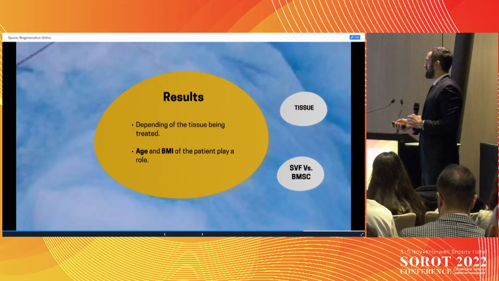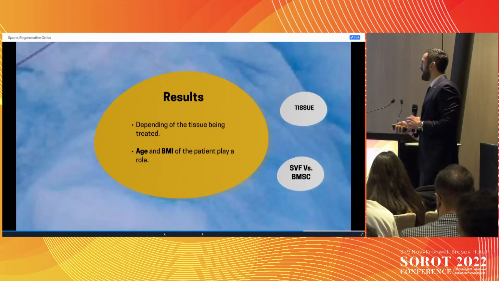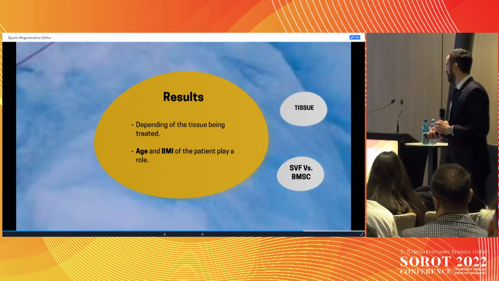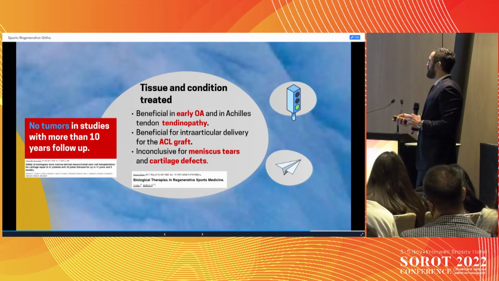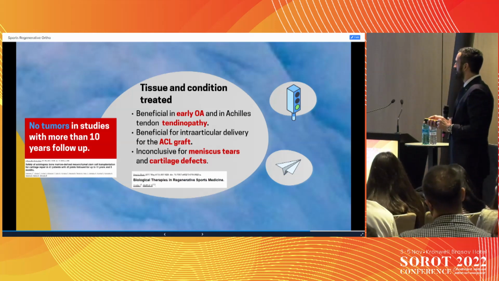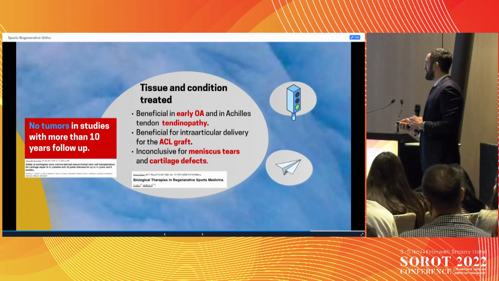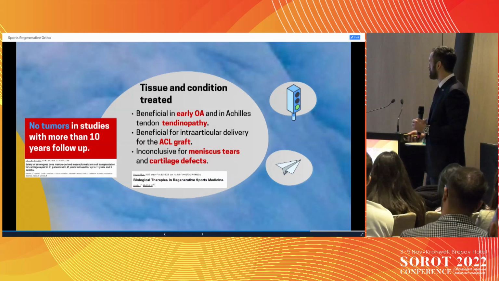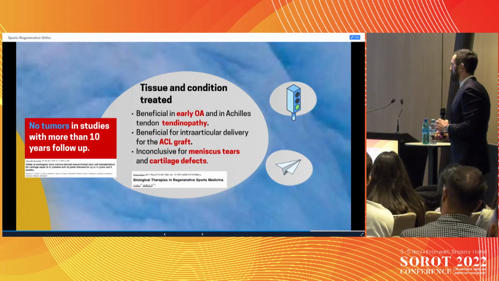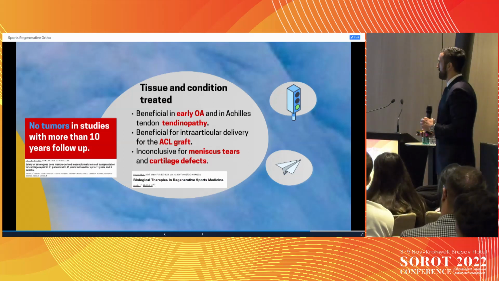Results of the stem cells depend on the tissue being treated. Age and BMI of the patients, of course, play a role. It's beneficial in early OA and in Achilles tendon tendinopathy. It's beneficial for intra-articular delivery for the ACL graft for the graft maturation. It's inconclusive for meniscal tear and for cartilage defects.